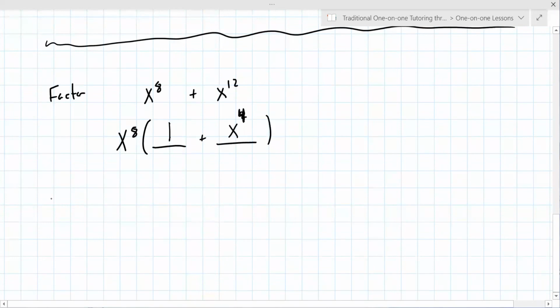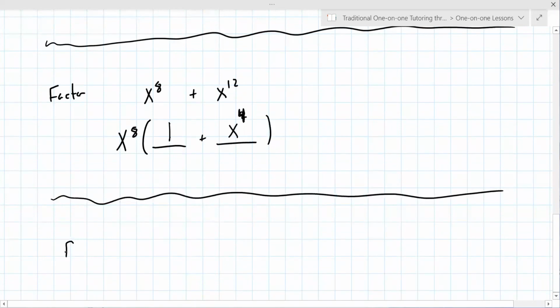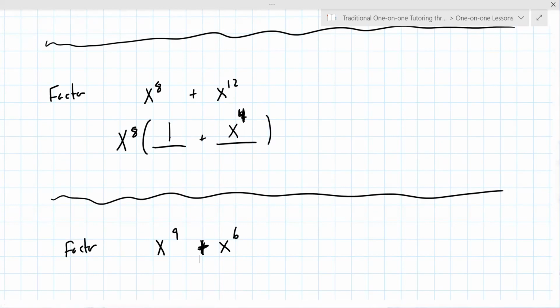Okay, so let's try another one here. Factor x to the ninth plus x to the sixth. Okay.